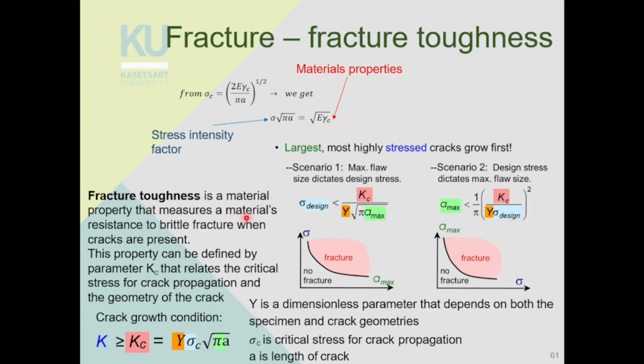Okay, fracture toughness is a material property that measures a material's resistance to brittle fracture when cracks are present. This property can be defined by the parameter Kc, that relates the critical stress for crack propagation and the geometry of the crack. For the crack growth condition, K is more than or equal to Kc, which is equal to Y sigma c square root pi a. Right.